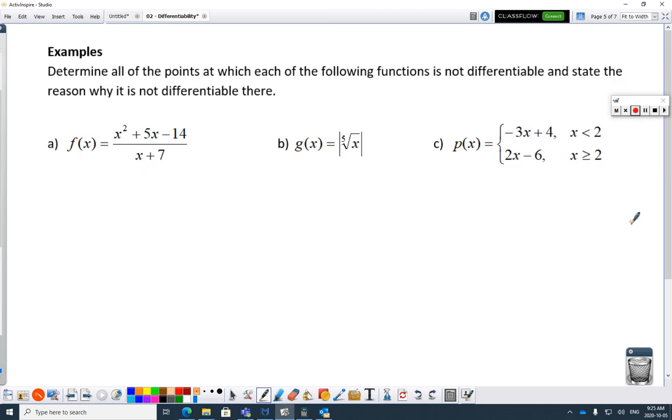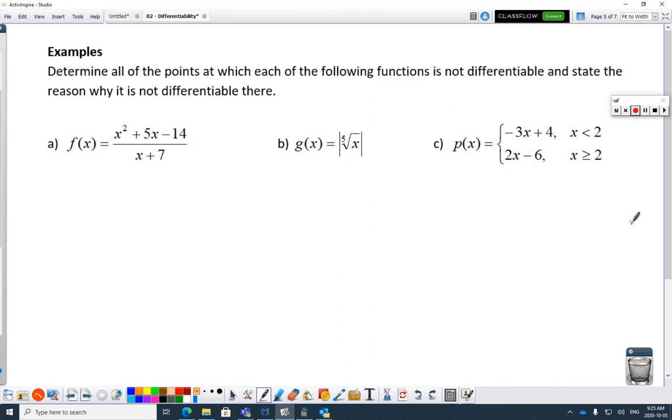Determine all the points where these functions are not differentiable. A and C should be pretty obvious. I'm not going to use anything new there. B's got a little bit of a problem to it, and we've got to talk about B a lot. And then I'm basically done. Just showing you something on the calculator for that.